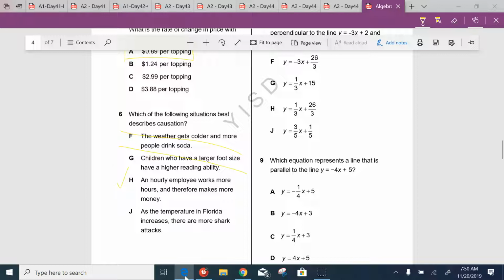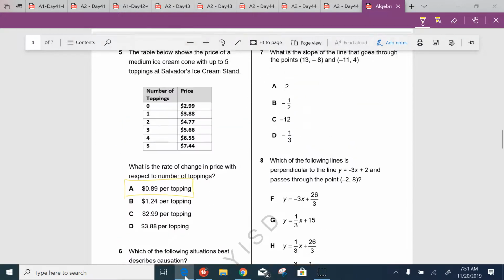As the temperature of Florida increases, there are more shark attacks. That may possibly be true at some level, but definitely not as significant as this right here. This is definitely going to happen, as if you're an employee, you directly get paid more. Temperature can fluctuate, and you may not have an increase in shark attacks. So H is your best logical choice there.